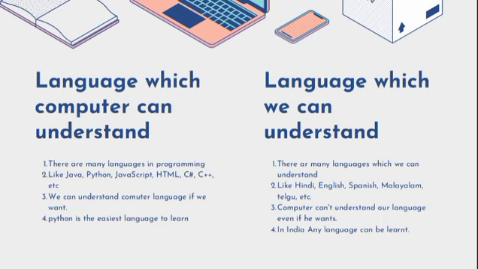So we can learn computer language. So you can also code. You can also become a coder. But a computer can't understand our language even if it wants to. So the simple meaning of the sentence is, if you give a command to the computer in English or our language, it will not understand that. It will understand only its language.